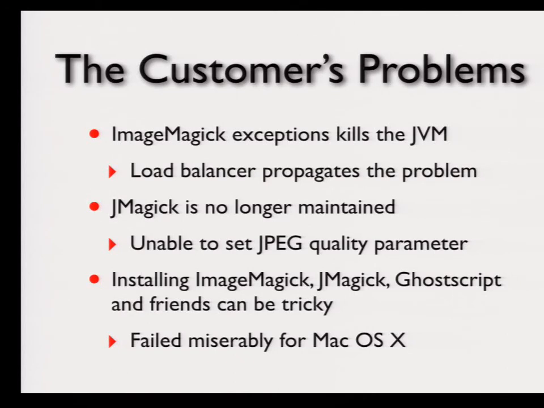One thing is, we have those bindings between native code and Java code, and we use a library for that called JMagick, but JMagick is no longer maintained. So one problem we had is, we were unable to pass certain parameters to ImageMagick, like JPEG quality parameters. And one problem which actually affected me heavily is setting up all those ImageMagick, JMagick, Ghostscript things on the box. Because I have a Mac and I failed miserably to set up those things within 2 days. So for me, the whole stack of ImageMagick, JMagick, whatever, never worked. So I was really interested in replacing that solution.